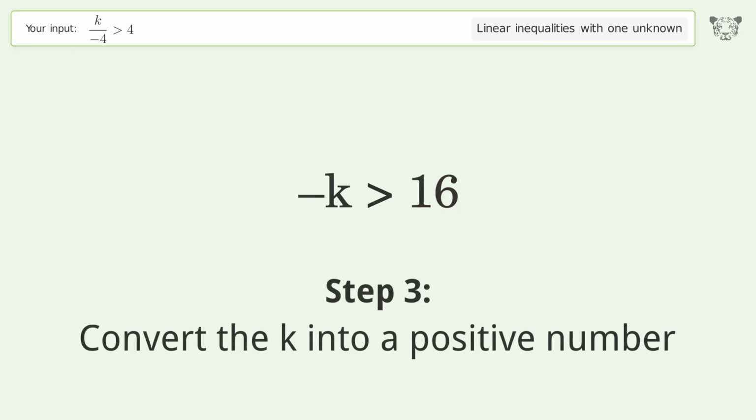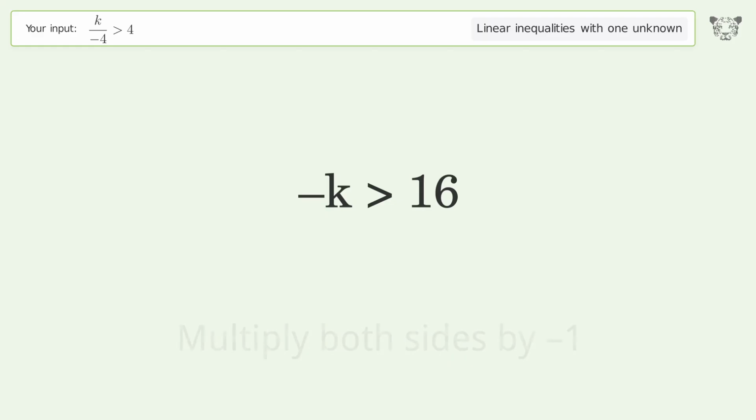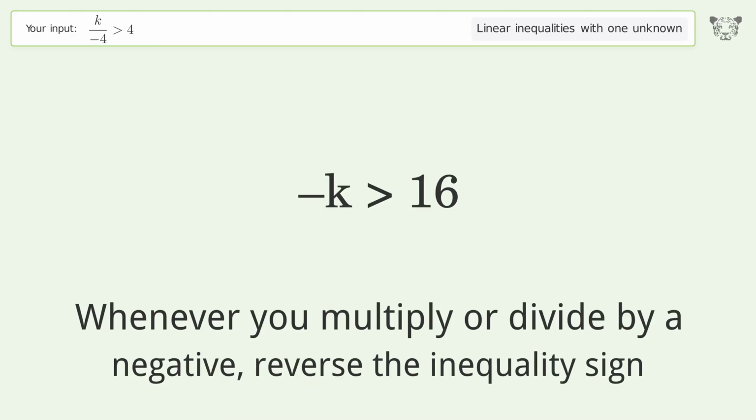Convert the k into a positive number. Multiply both sides by -1. Whenever you multiply or divide by a negative, reverse the inequality sign.